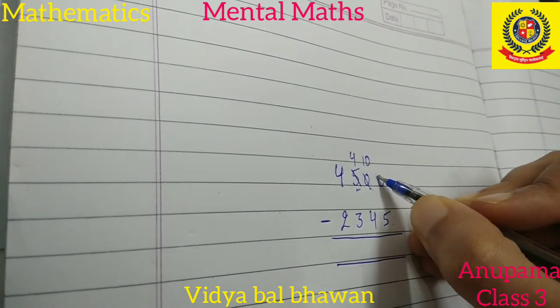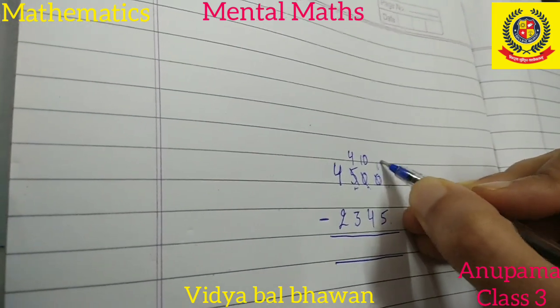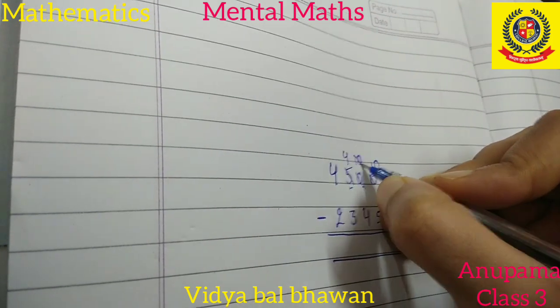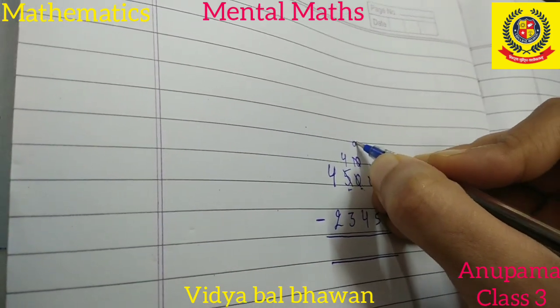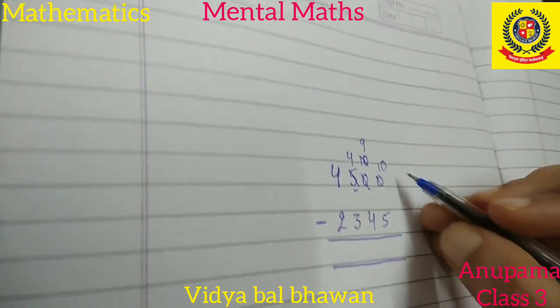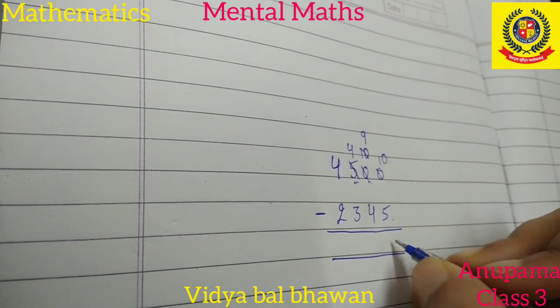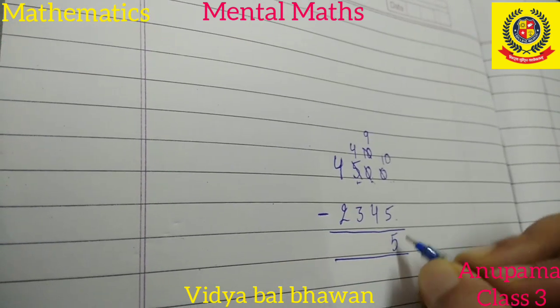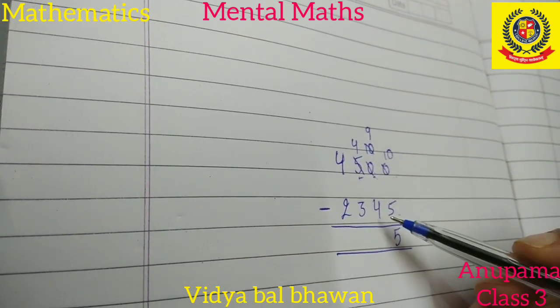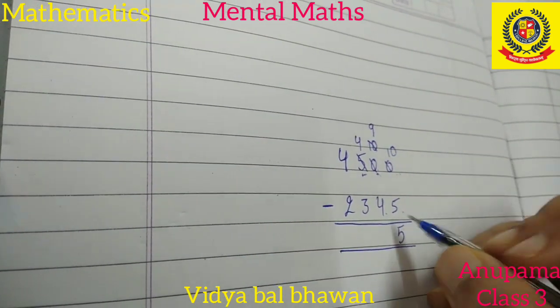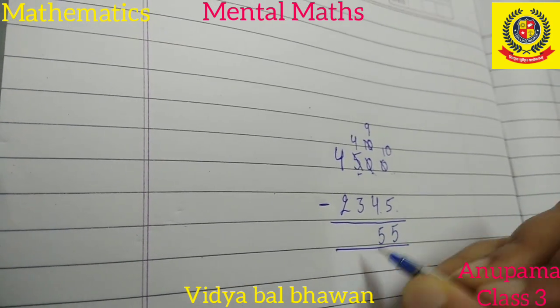So here this 0 will become 10, and here after giving 1, here is 9 left. Okay. Now 10 minus 5, that is 5. So write 5 here. Now 9 minus 4, that is 5. So write 5 here. Okay.